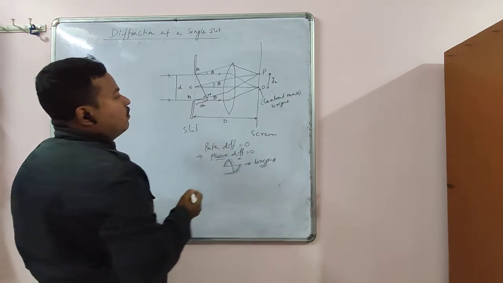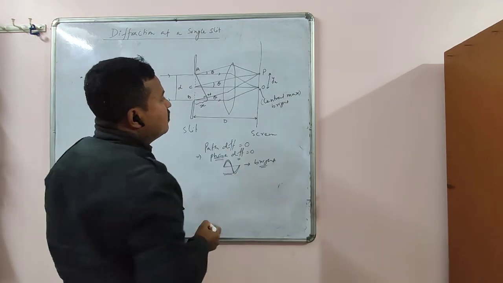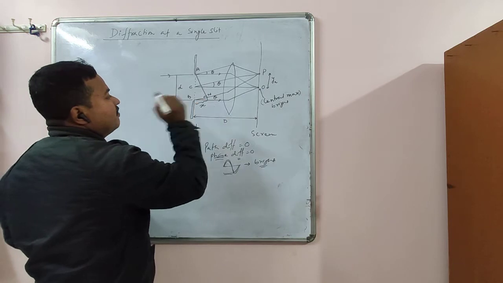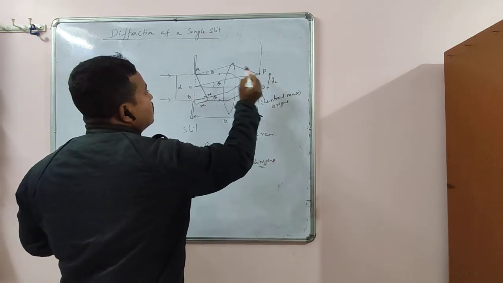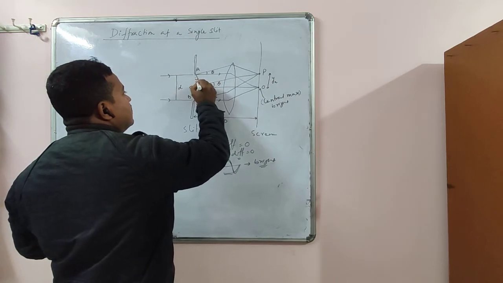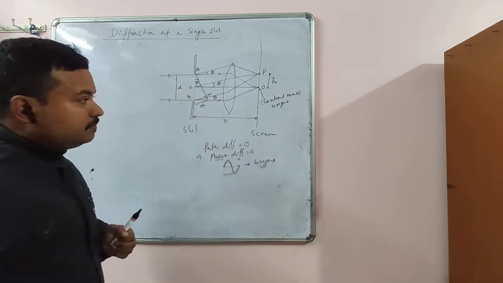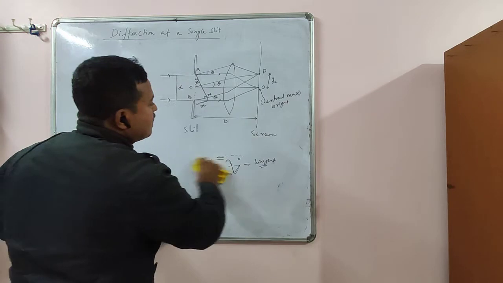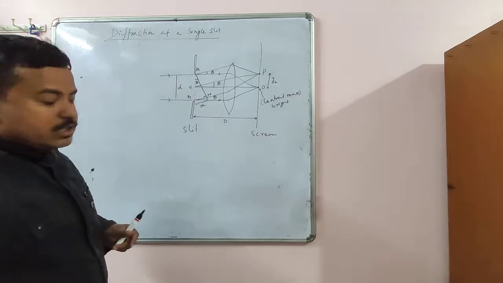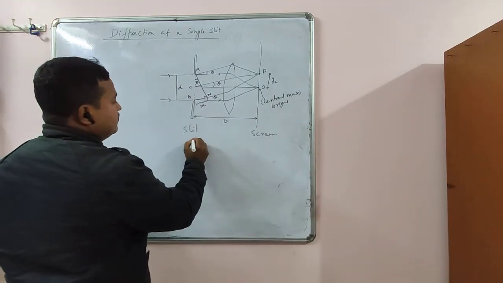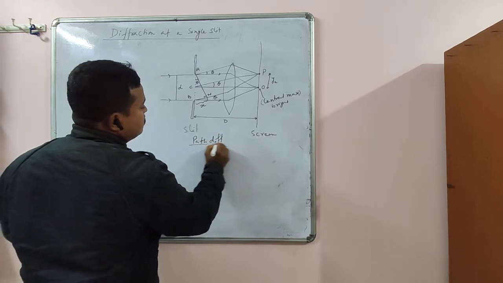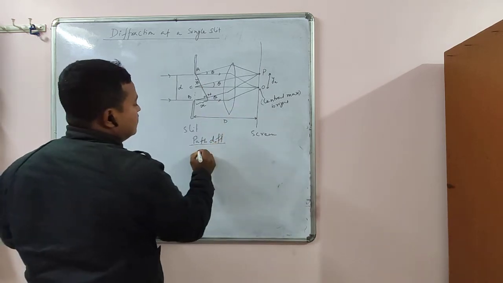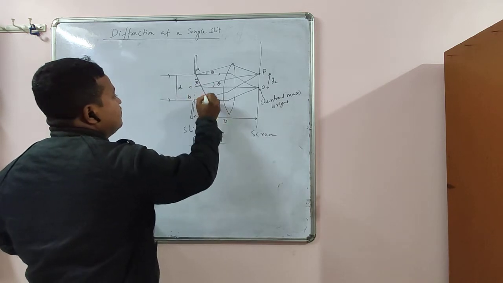Now in order to find whether this point is bright or dark, you have to find the path difference. So let me find the condition under which this point will be bright or dark. This angle is also theta. So what do you do? First you find the path difference. To find the path difference, use the triangle ABN.